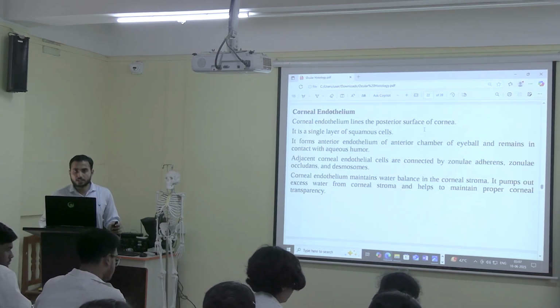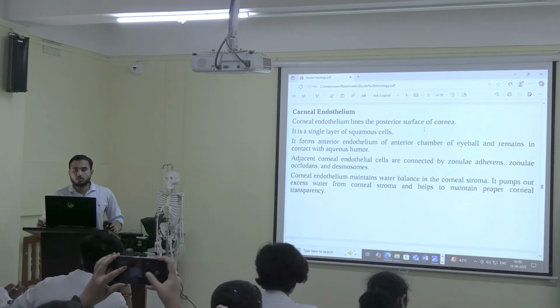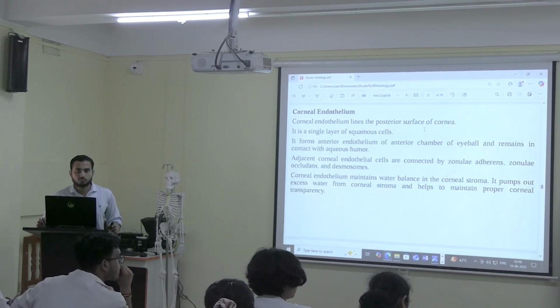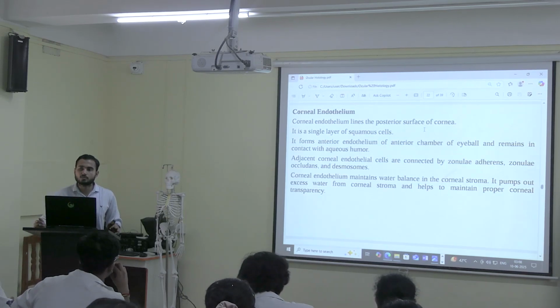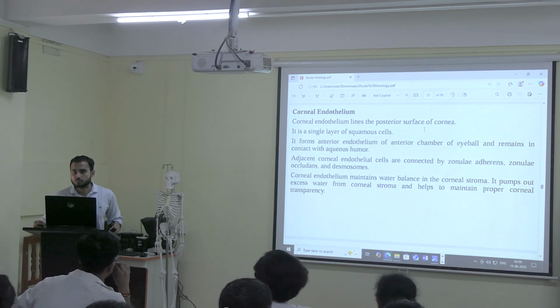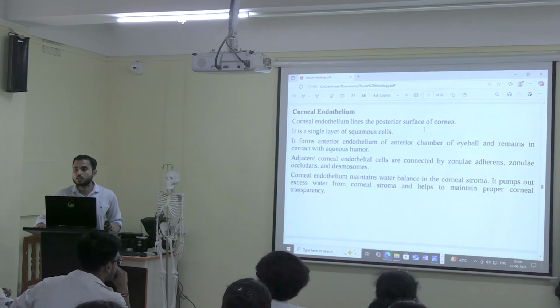Lastly, the corneal endothelium. Okay, corneal endothelium. Now, have you heard about the endothelium? What is corneal endothelium? Endothelium क्या होता है? Do you remember the blood vessels which we have studied? What is the lining epithelium of blood vessels? Endothelium. Which type of epithelium is this? Yes, बोलो. Simple squamous epithelium. जो endothelium होता है, which type of epithelium is this? Simple squamous epithelium. Since they are present in the blood vessel, that's why it is called endothelium.